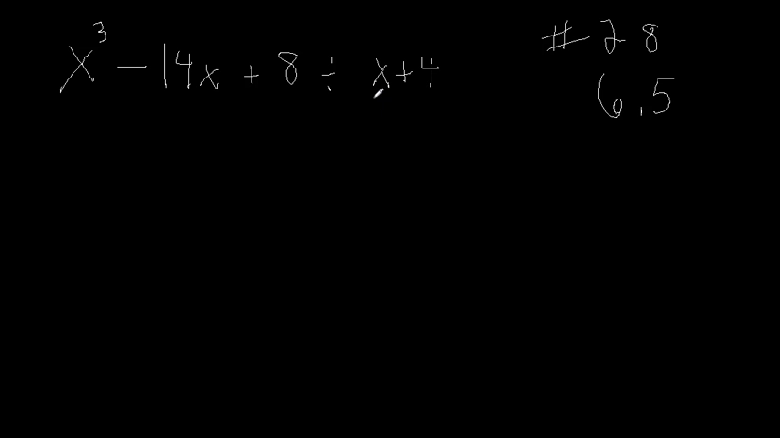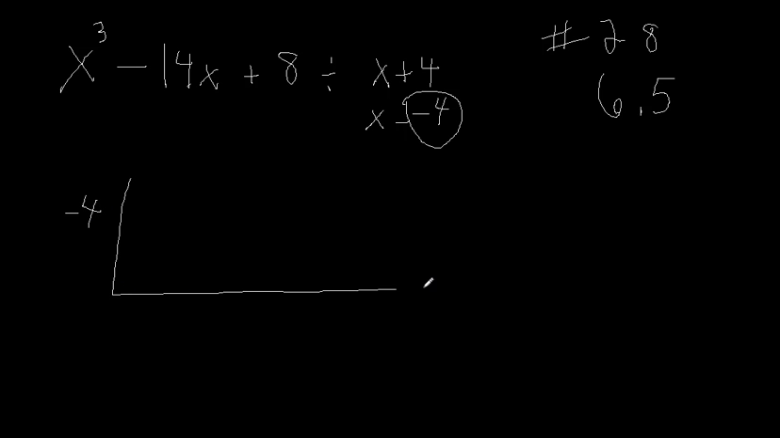To do this, you're going to rewrite x plus 4 into x minus k form, so that will be x minus negative 4. For synthetic division, you're going to use negative 4 in your shorthand, so I'm going to have negative 4 here. Use the coefficients of your polynomial. If you have a term that's missing, you're going to input a 0. So you're going to have 1, 0, negative 14, and 8.